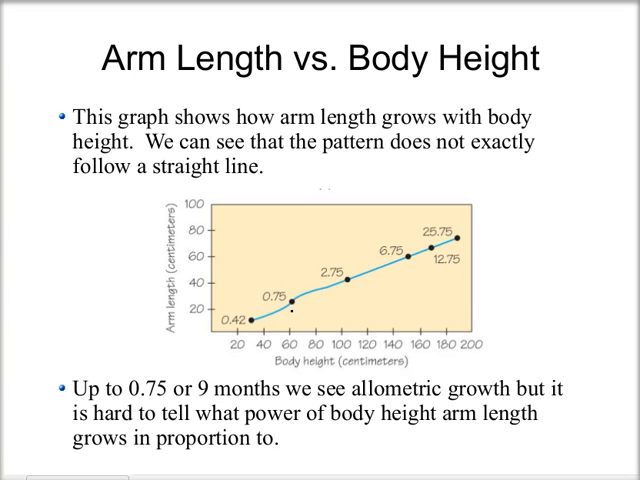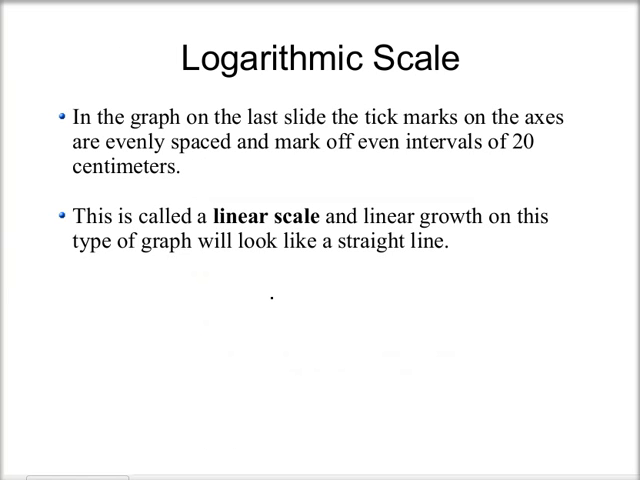So up to 0.75 here, or 9 months, we see allometric growth, but it's hard to tell what power of body height arm length grows in proportion to from this graph. So to figure that out, we need to first talk about the logarithmic scale.